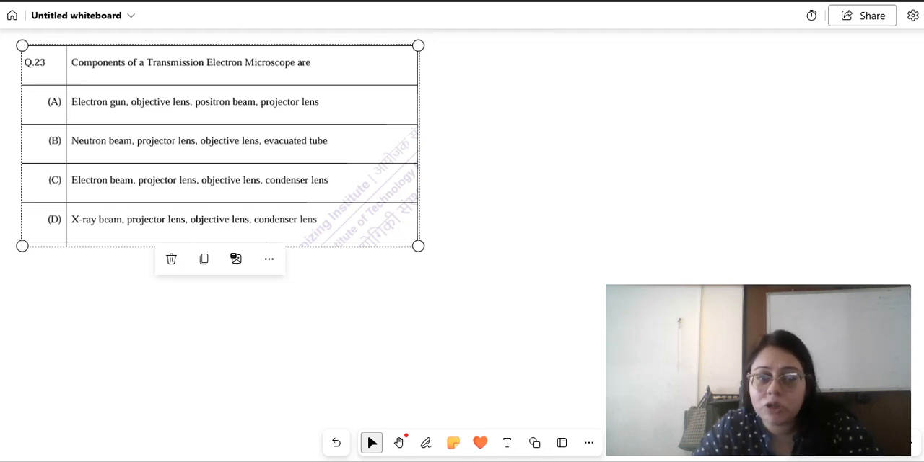For question 23: the components of a transmission electron microscope are an electron gun, objective lens, positron beam, projector lens. Before going to the options, it is an application based question, so you should have a clear idea of the structure of the transmission electron microscope and the basic function of its parts. So let us first see that.